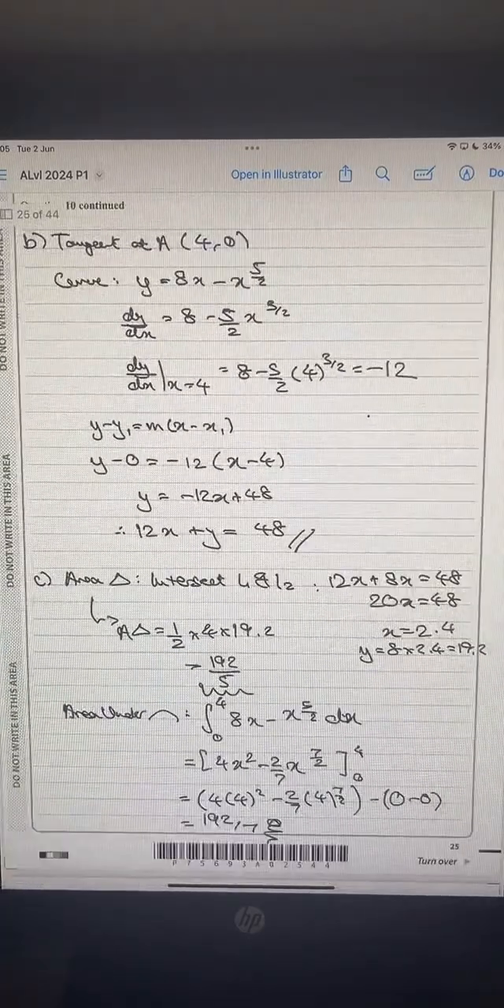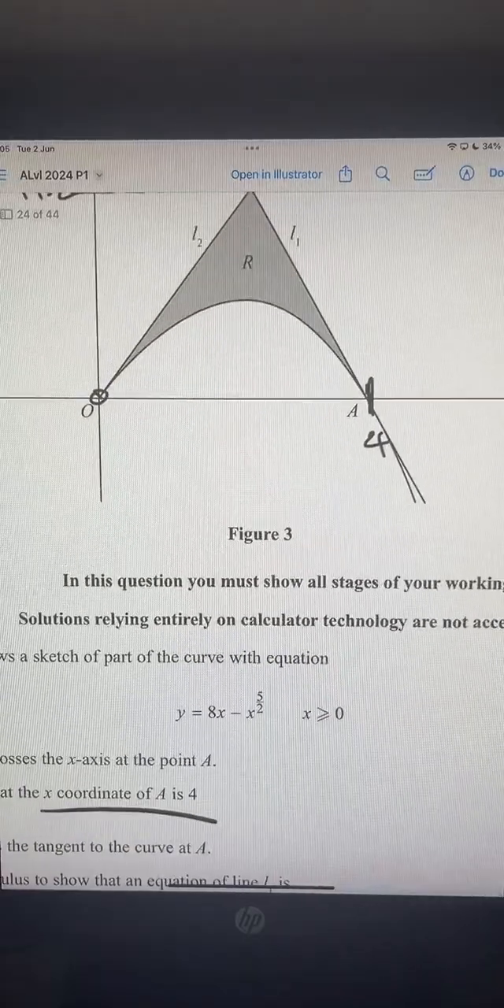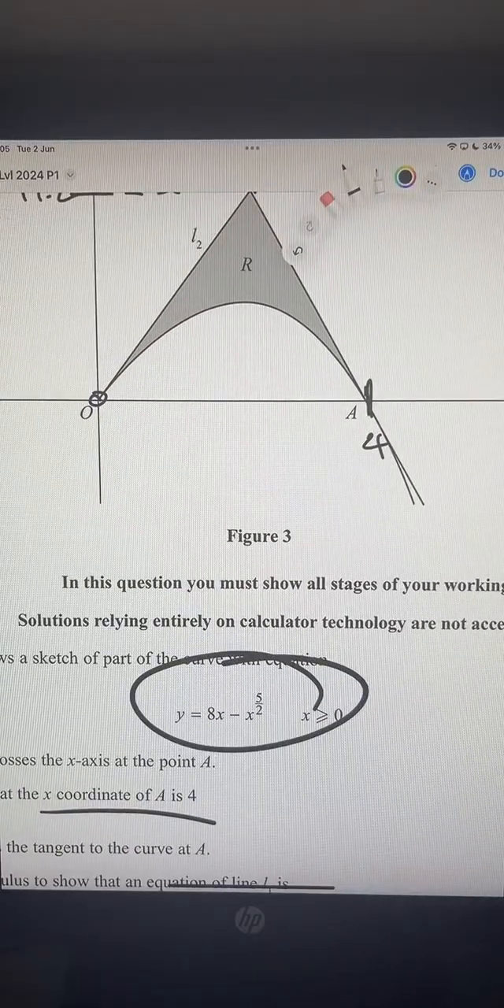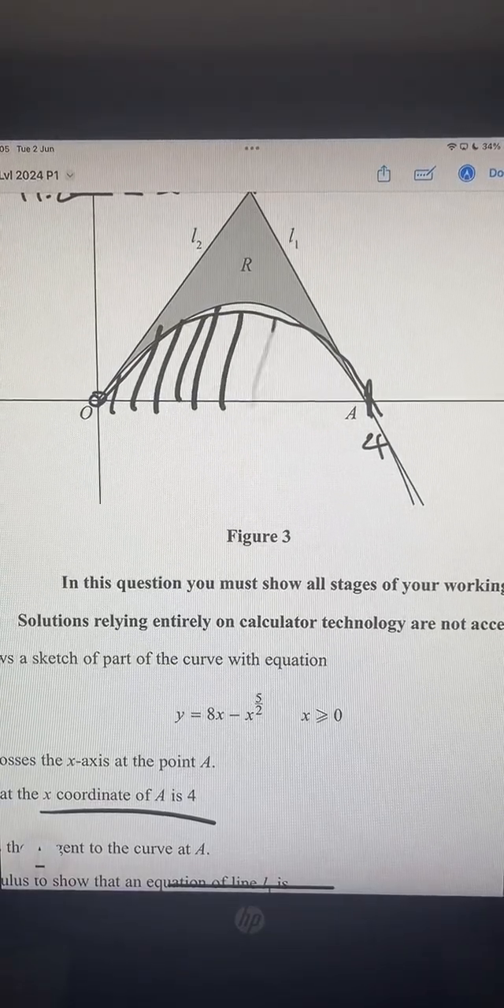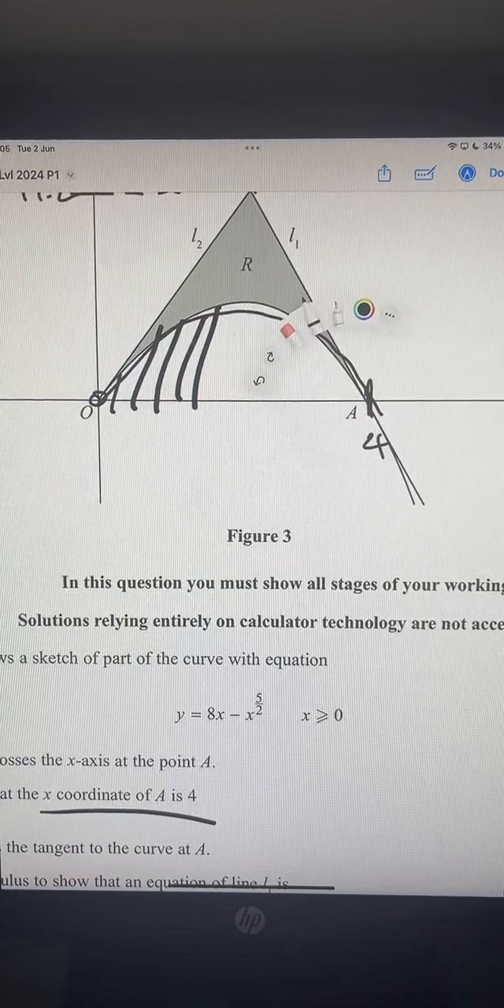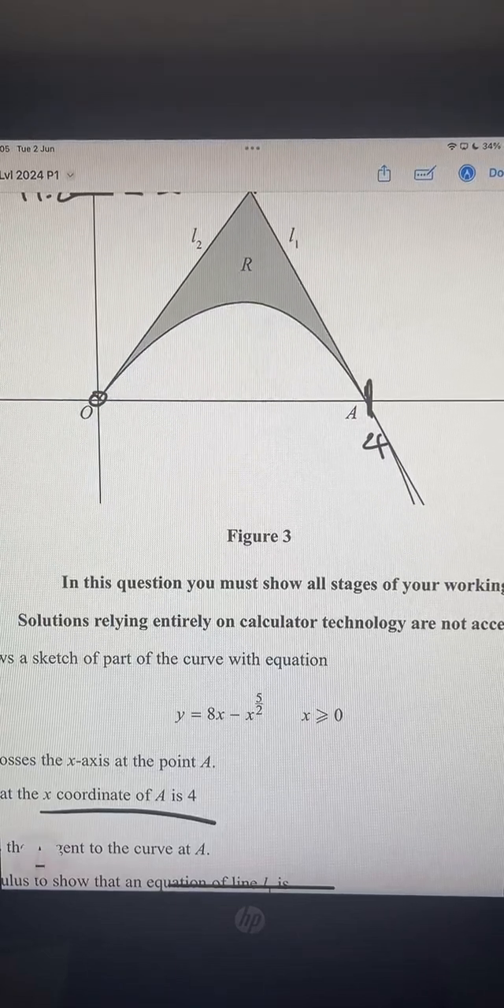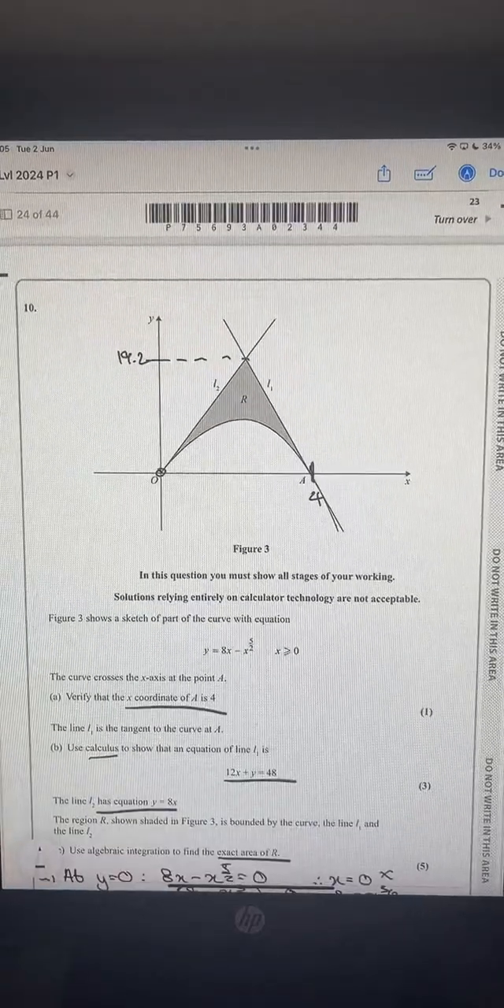How did we find the equation that we end up integrating? That's just this one. They gave it to us in the question at the top over here, and that's the equation of the curve. So we integrate to find this area, because when you integrate, you find the area between the curve and the x-axis. Hopefully that helps, Isaiah.